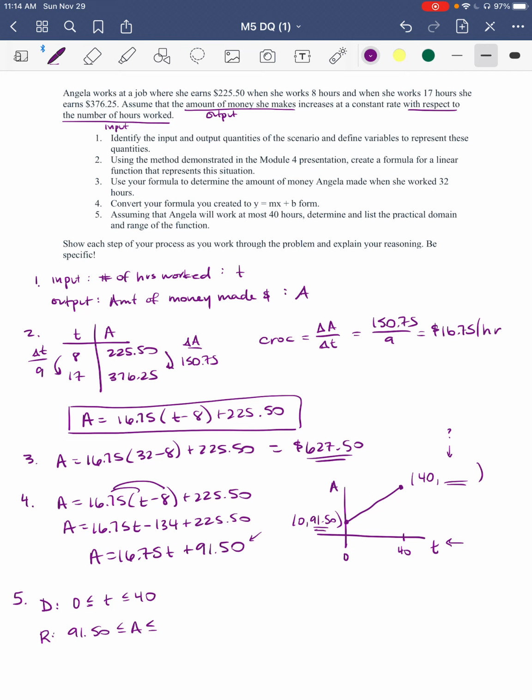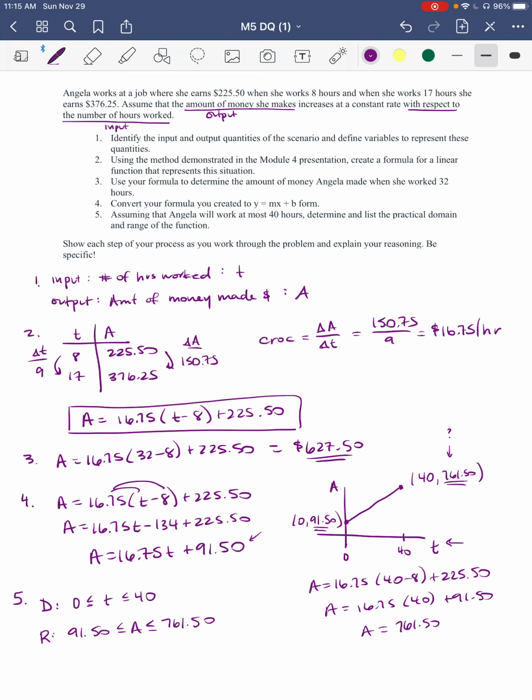And then the most amount of money she can make is happening right here. So what we need to do is use our formula and figure out, if she works 40 hours, it doesn't matter which formula, I could have used the other one too. May as well use this one, since it's a more simplified version. So if I do either one, I'm going to get that A equals $761.50. So $761.50 is the most amount of money she can make when she works 40 hours.